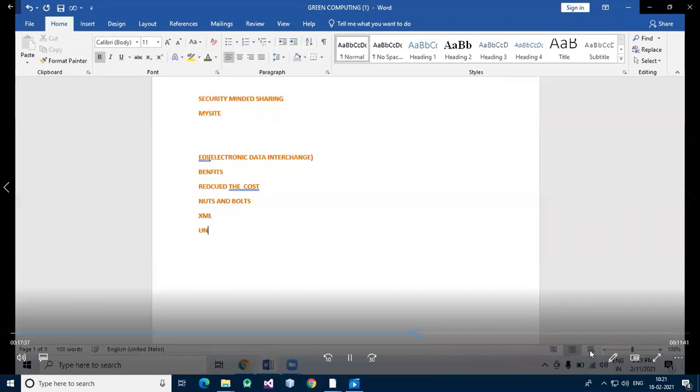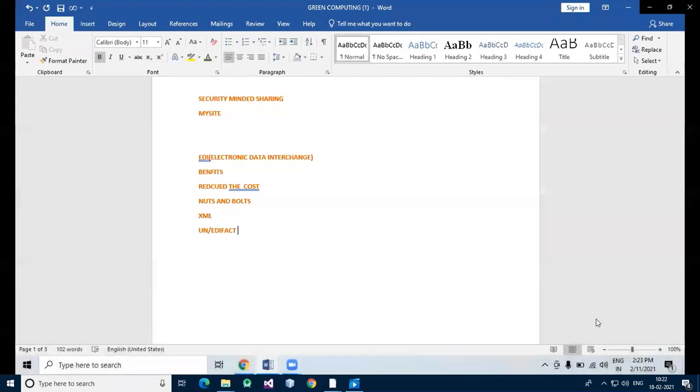UN EDIFACT standard. So UN is nothing but United Nations. EDIFACT, that is the Electronic Data Interchange for Administration, Commerce and Transport. So this is the full form.